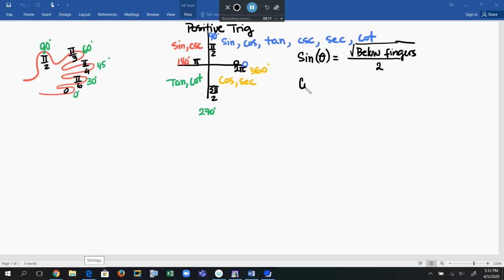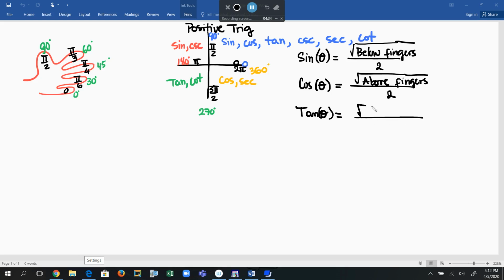Divide by 2, and then cosine of an angle is the square root of the above fingers divided by 2. And then tangent will be the square root of the below fingers divided by the square root of the above fingers. This is just a shortcut, so if you don't want to use the unit circle, this is how you can do it.